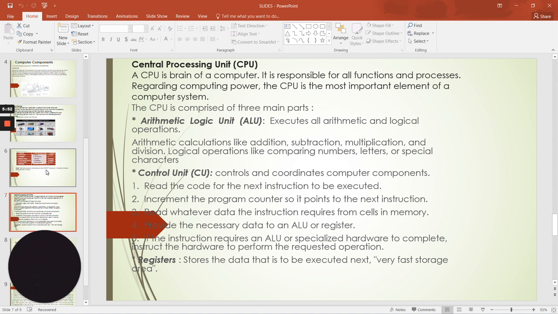And finally, we have the registers, which store data that is to be executed next. Very fast storage area.